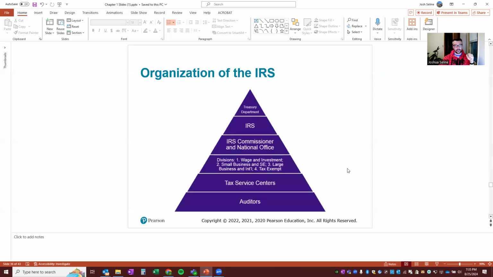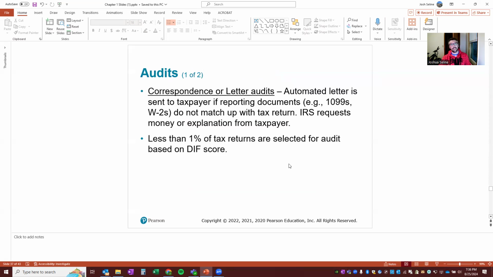Organization of the IRS. So you can see we've got a pyramid structure here. We've got auditors, tax service centers, various divisions, the IRS Commissioner, National Office. I'm not going to spend too much time on this slide. You can print this off. This is just all kind of informational. Audits. There are various forms of audits.